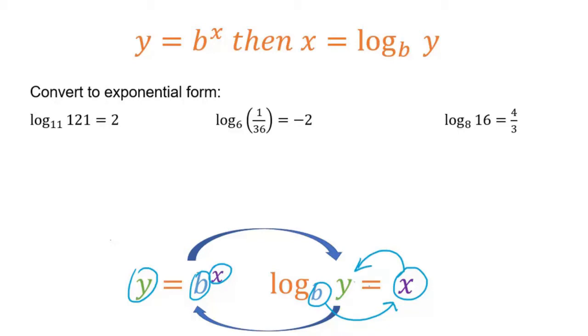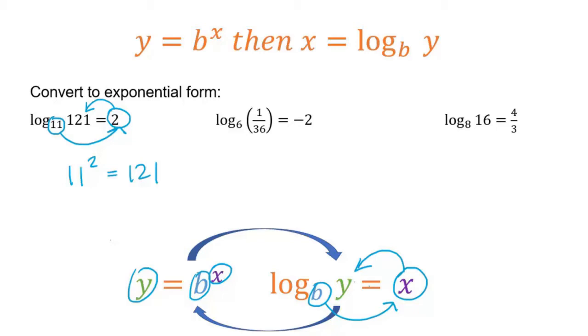Let's try that. The logarithm of 121 to the base 11 is equal to 2. What this means, in other words, is the base 11, when raised to the power of 2, gives us 121. 11 raised to the power of 2 is equal to 121. Is that true? Absolutely. 11 squared really is equal to 121. So we've done this correctly.